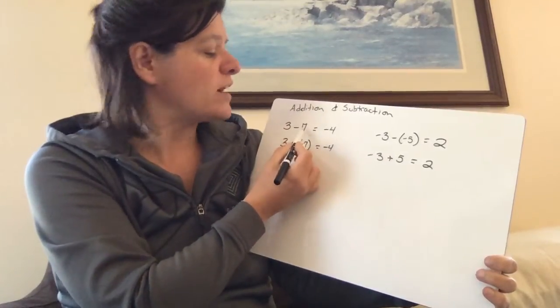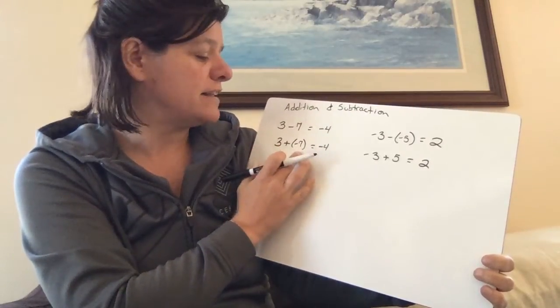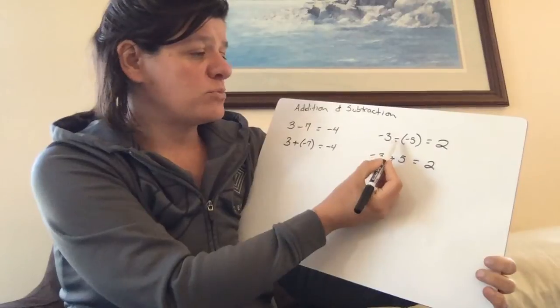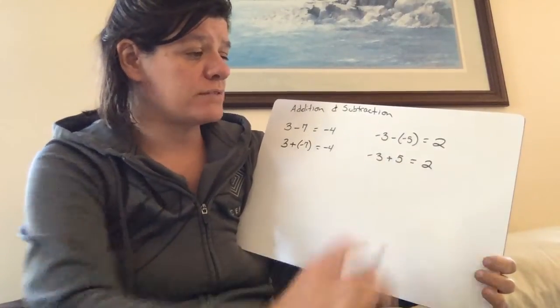So here I'm subtracting +7, so I can rewrite that as addition by adding -7. Here I'm subtracting -5, and I can rewrite that as addition by adding +5.